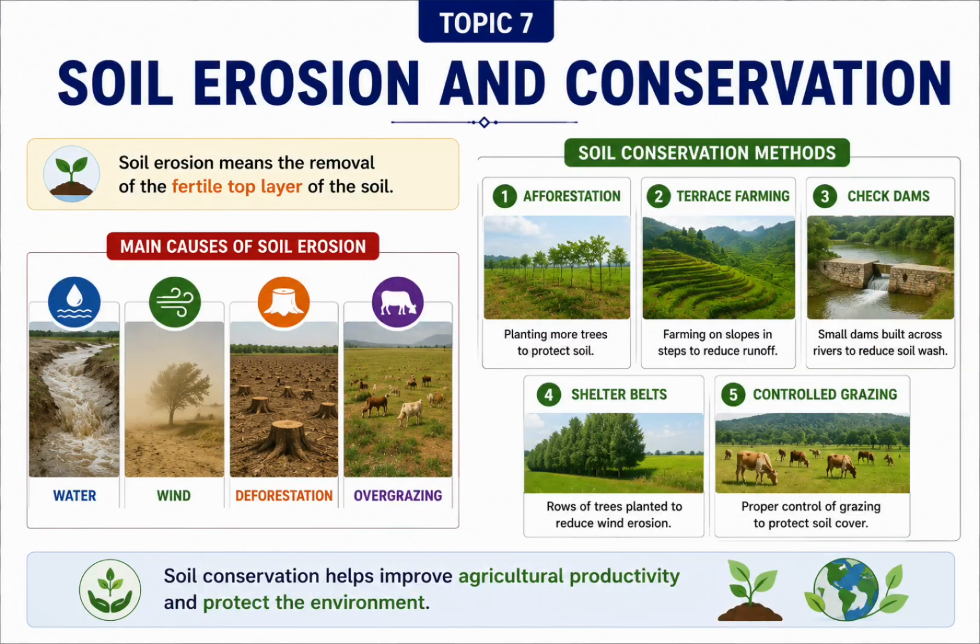Topic 7. Soil erosion and conservation. Soil erosion means the removal of the fertile top layer of the soil. The main causes of soil erosion are water, wind, deforestation, and overgrazing. To protect the soil, several conservation methods are used, such as afforestation, terrace farming, check dams, shelter belts, and controlled grazing. Soil conservation helps improve agricultural productivity, prevents land degradation, and protects the environment for future generations.